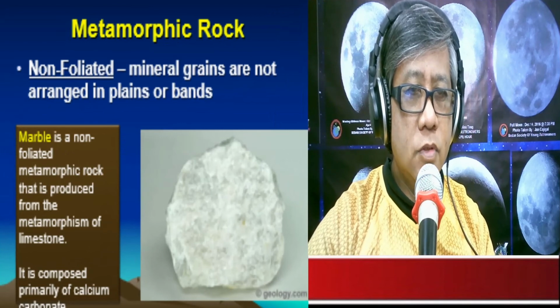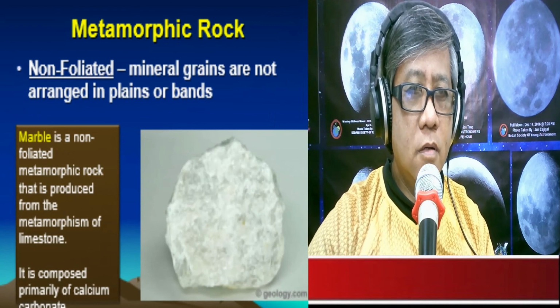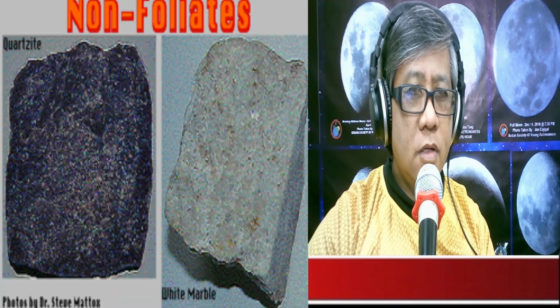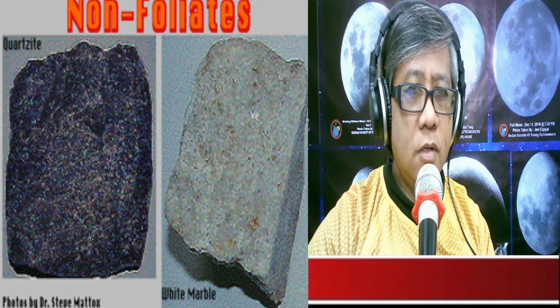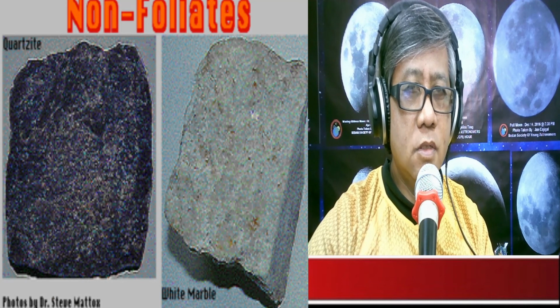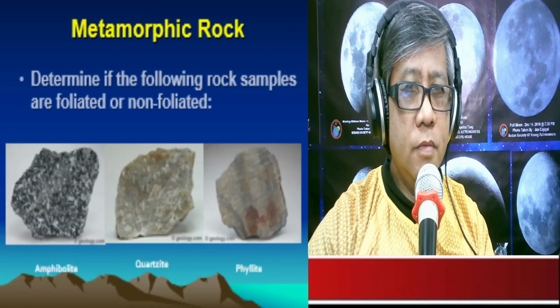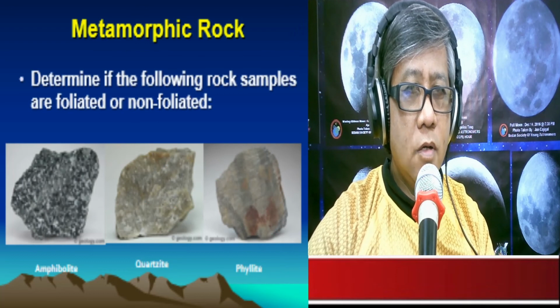Now, marble is composed primarily of calcium carbonate. Okay, so other examples, we have quartzite and we have here white marble. So these are non-foliated metamorphic rocks. Now, at this point, let us determine if the following rock samples are foliated or non-foliated.